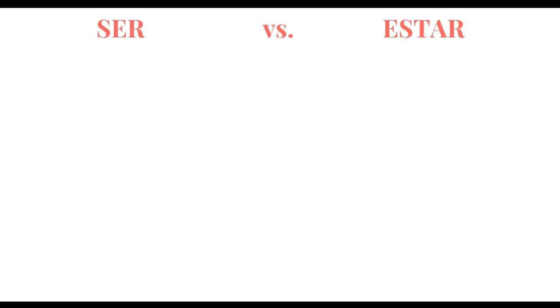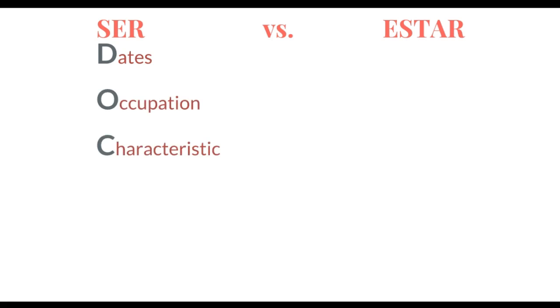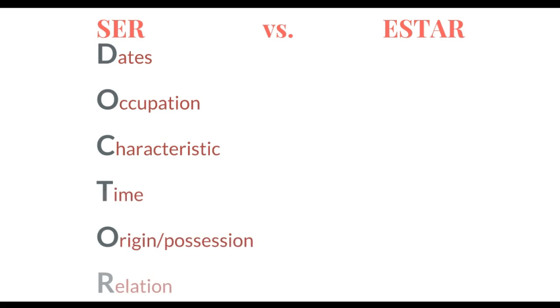Ser and estar both mean to be, but they're both used in different ways. You may recall from Unit 1, I taught you an acronym, and it spelled out the word doctor that outlined some different instances in which you might use the verb ser. That included anytime you're talking about dates, occupation, characteristics, time, origin and possession, and then relation.